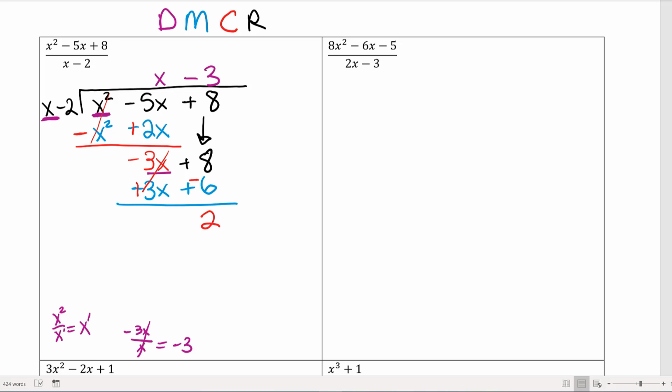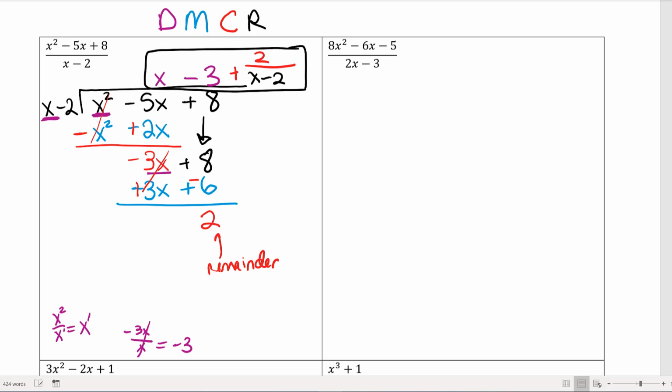So the 2, this is my remainder. So I'm going to add the remainder 2 over the original divisor, x minus 2. And this is my answer: x minus 3 plus 2 over x minus 2.